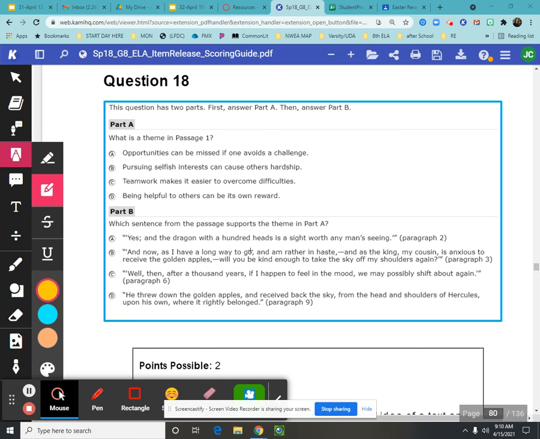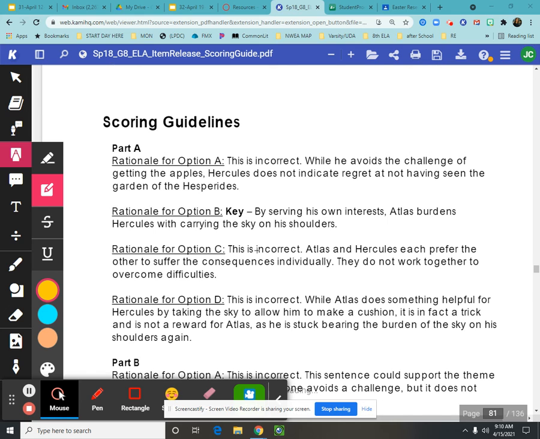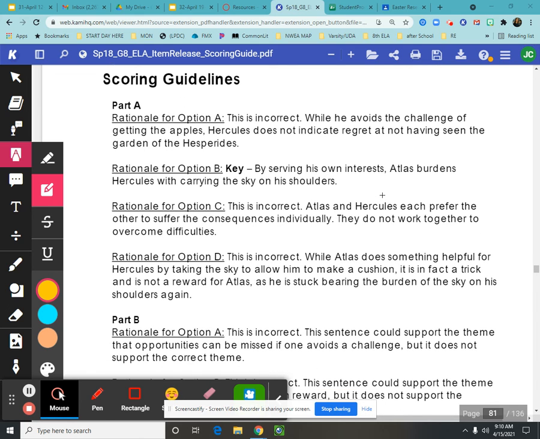Okay? So let's look. Is B. By serving his own interest, Atlas burdens Hercules with carrying the sky on his shoulders. If you said C, and I did see some C's, Atlas and Hercules each prefer the other to suffer the consequence individually. They do not work together to overcome difficulties. So, with that being said, how many got A right this time? Okay, that's good.